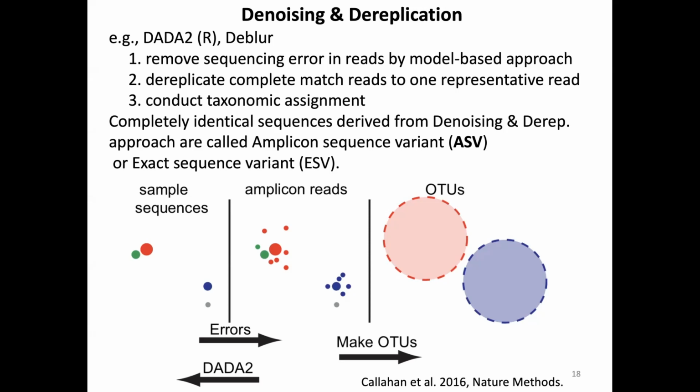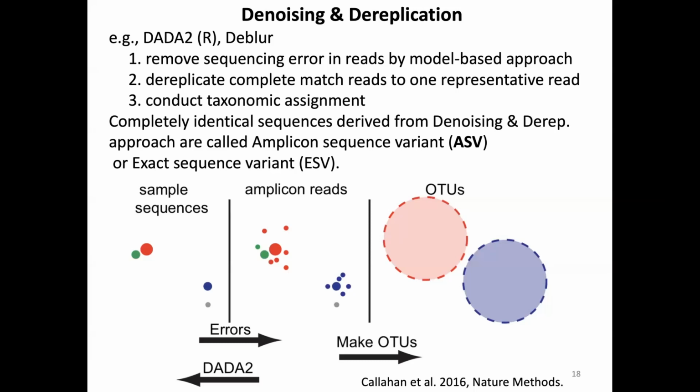because OTUs use thresholds like 97% sequence clustering, but ASVs only use completely identical sequence clusters. So these are very different. And the idea is to remove the ambiguity of sequence clustering by doing denoising before complete match-based sequence clustering.